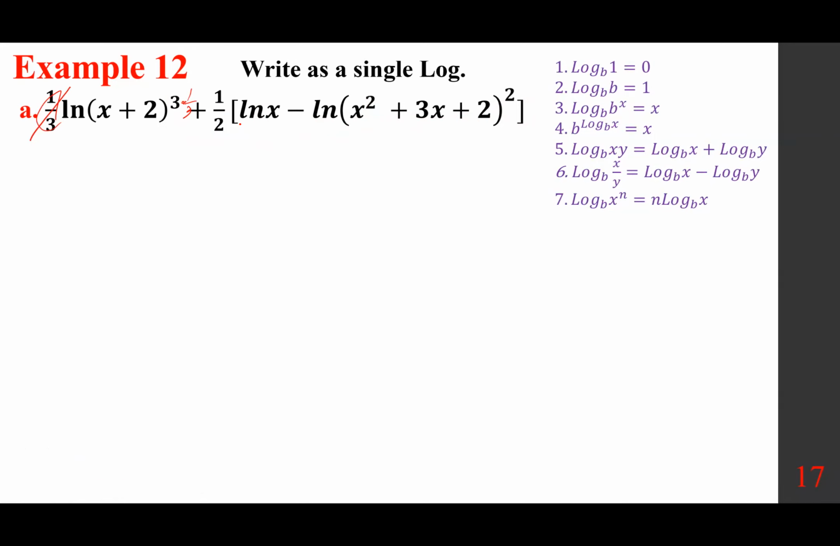Secondly, I can get rid of the brackets. This has a 1/2 in front of it. So this is ln of x plus 2. This one, 1/2 ln x, I can put the 1/2 as the exponent here. And this one, 1/2 times 2 makes it 1. So again, this one, 1/3 times 3 makes the exponent 1. This one, 1/2 becomes the exponent. This one, 1/2 times 2 makes the exponent 1.